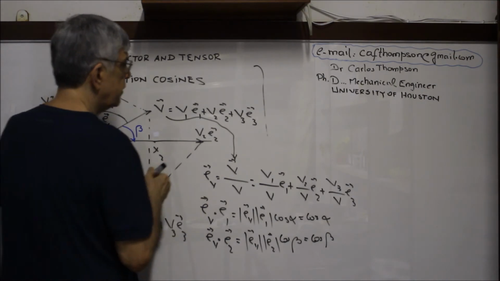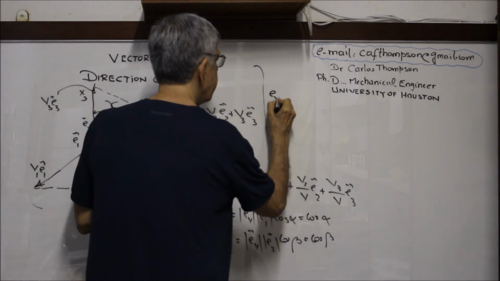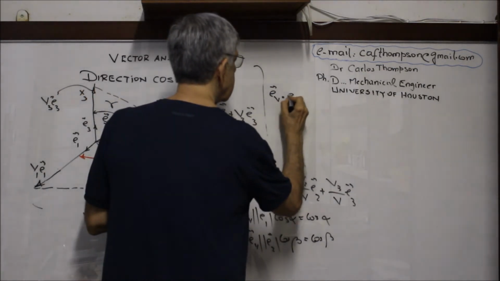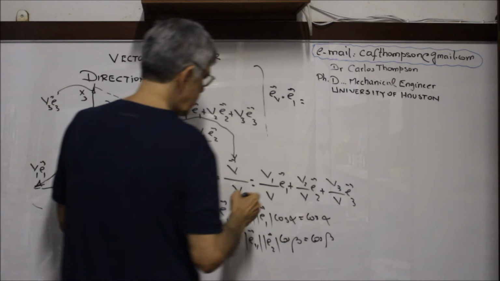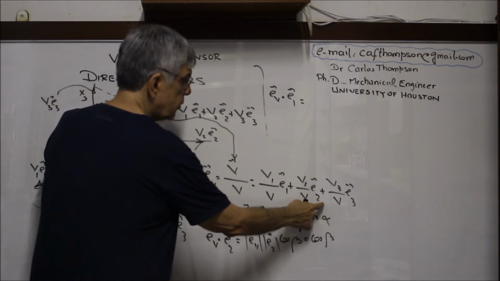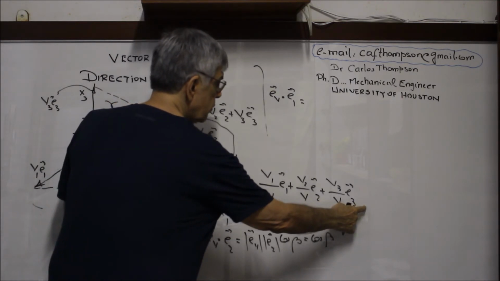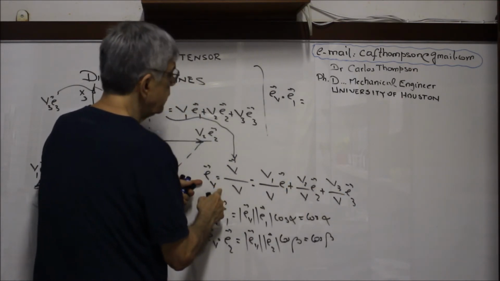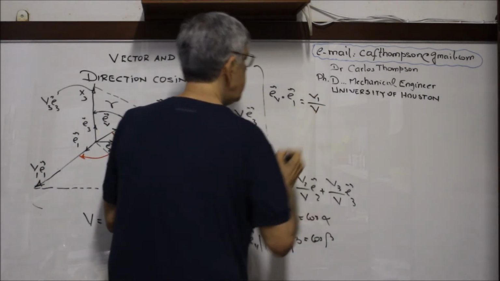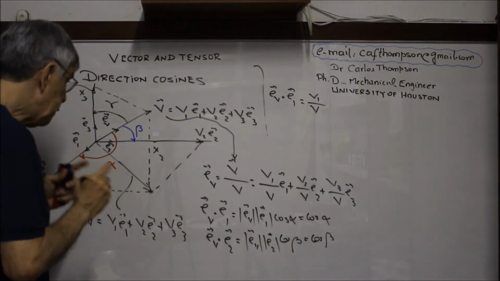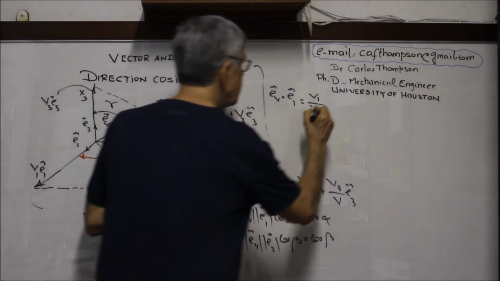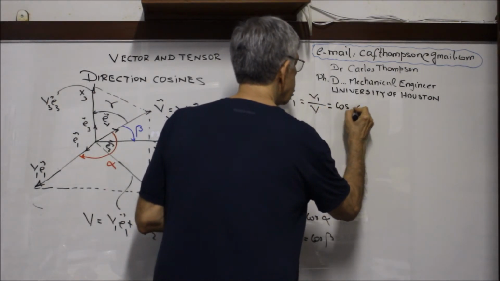From here, I do EV dot E1. Let's see. E2 dot E1 will be 0, E3 dot E1 will be 0. So EV dot E1 will be V1 over V. But EV dot E1 is cosine of alpha. So this is cosine of alpha.